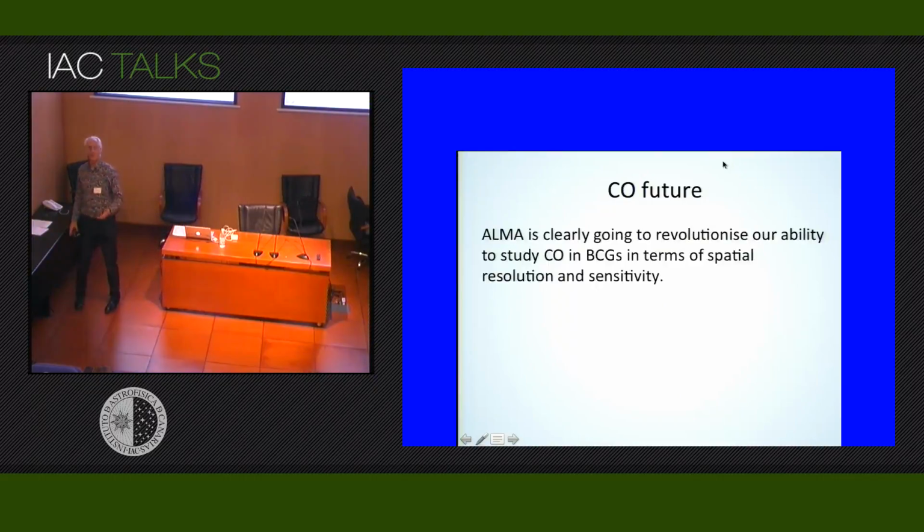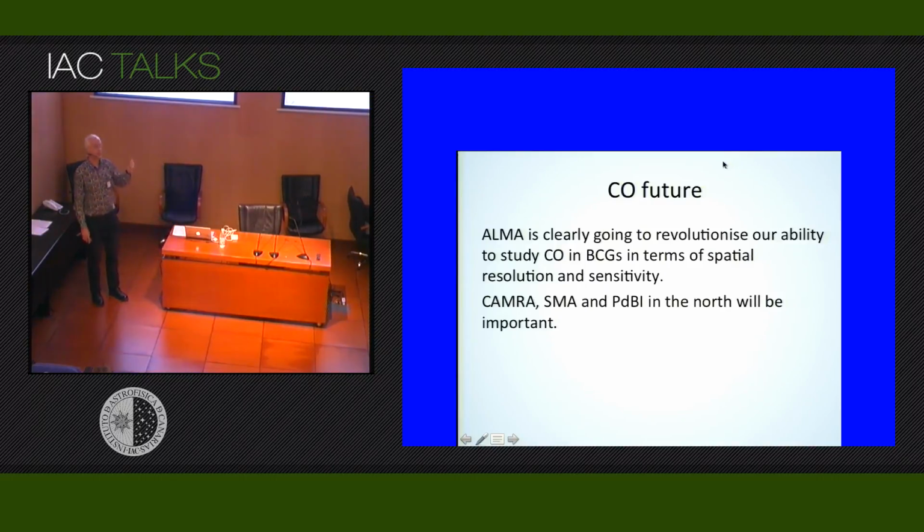Well, ALMA will, and currently is, revolutionizing this. We are beginning to get the first observations, and the increase in resolution and being able to trace where that carbon monoxide is in the centers of clusters is going to be revolutionary in actually determining what the dynamics of these systems are.